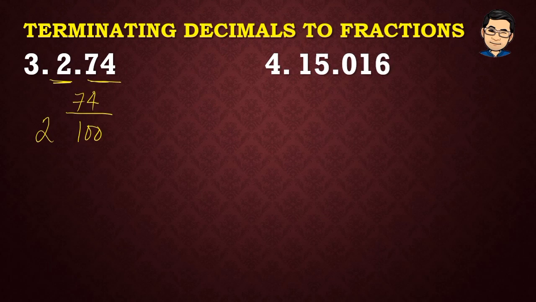Okay. What is the greatest common factor of 74 and 100? And that is 2. So, yun na yung pinaka mataas. So, divide natin yung 74 sa 2 tsaka yung 100. So, ang final answer natin, 2 and 37 over 50.